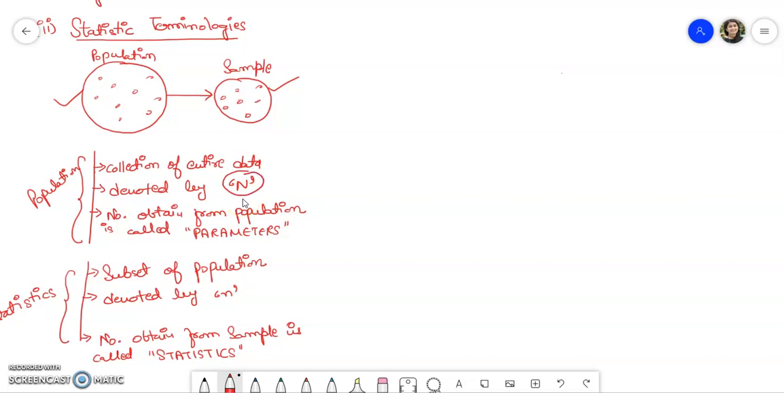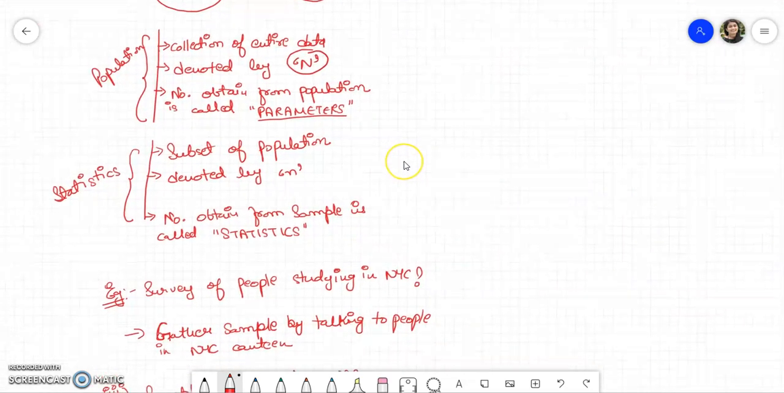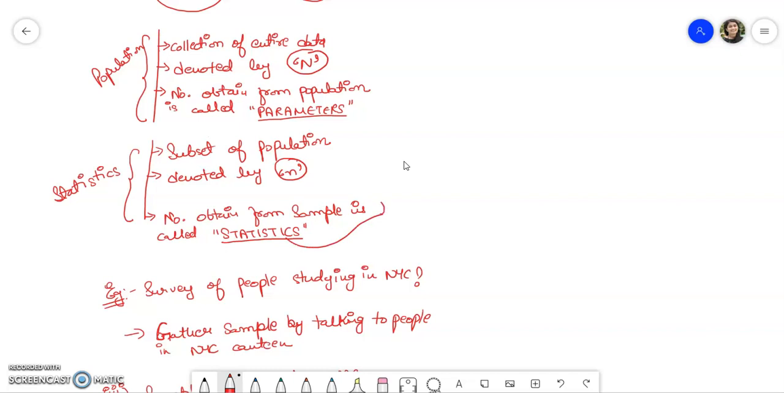There are a few notations with regard to population: it is denoted by capital N, and the number obtained from the population is called a parameter. Please make a note of this parameter information. And for the sample, it is denoted by small n, and the number obtained from a sample is called a statistic. So I think now you got an idea of where we are getting statistics from, that is, from the sample.